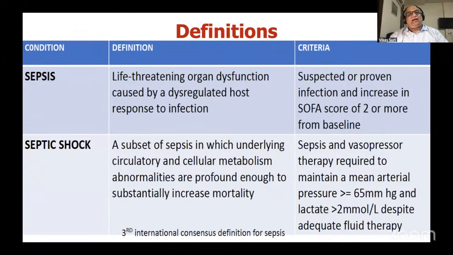Sepsis is defined as life-threatening organ dysfunction caused by a suspected or proven infection with a qSOFA score of 2 or more from baseline. And septic shock is sepsis with a requirement of vasopressor to maintain a mean arterial blood pressure of more than or equal to 65 millimeters of mercury and a serum lactate of more than 2 millimole per liter despite adequate fluid therapy, which is very important. Despite adequate fluid therapy, these are the three components of septic shock.